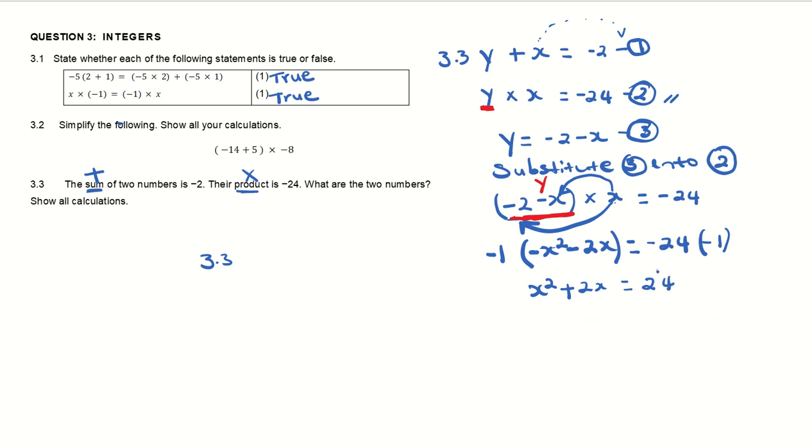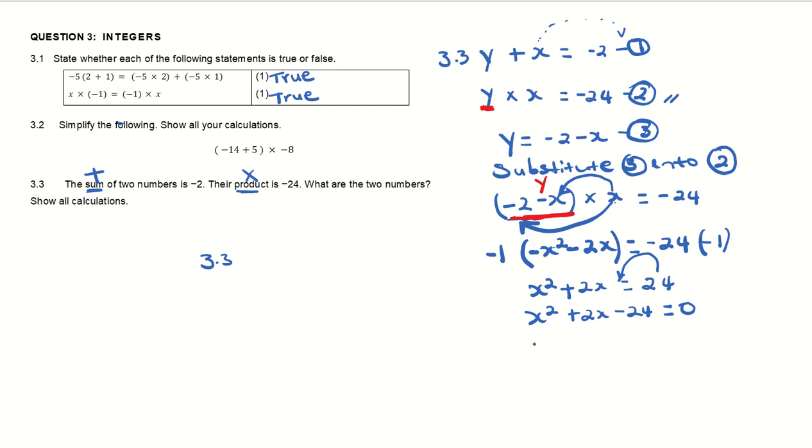Now I'm going to transpose 24 and move it over the equal to sign. So we have x squared plus 2x minus 24. We have nothing this side, so it's 0. This is the equation we want to solve for x, okay?